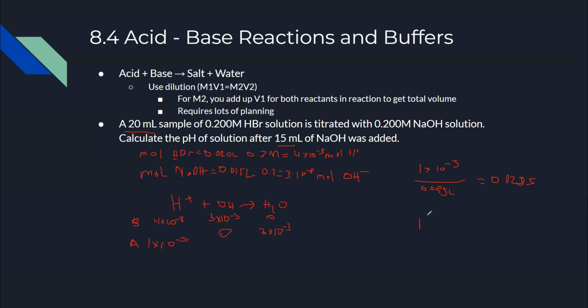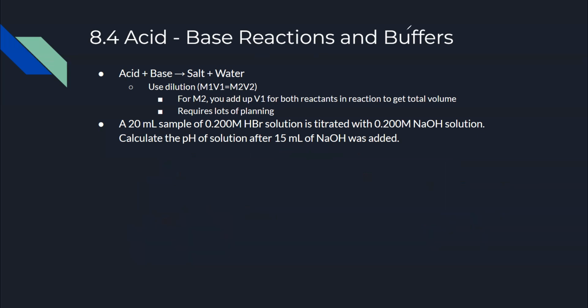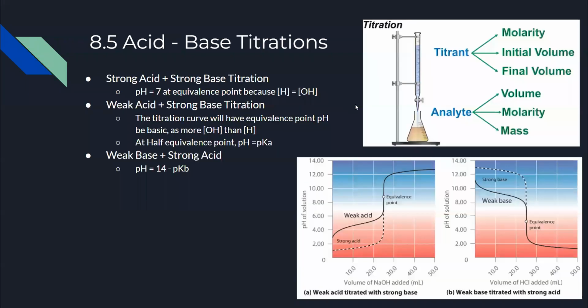Now you have to calculate pH from that. So pH equals negative log of this, and pH will be 1.54. So that's how we do it. So clear all drawings, then let's go into 8.5, acid-base titrations.